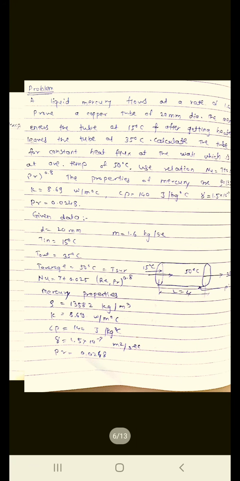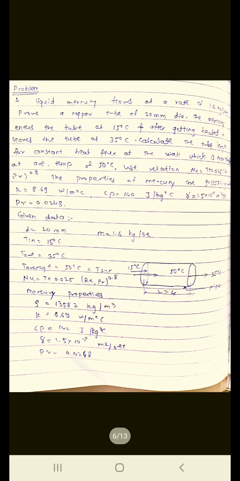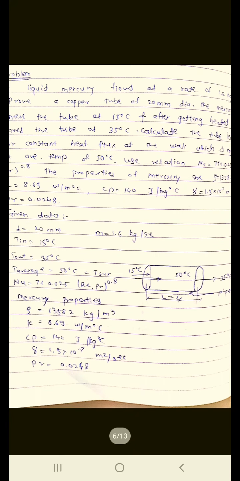Let us take example number 1. Liquid mercury flows at a rate of 1.6 kg per second through a copper tube of 20 mm diameter. The mercury enters the tube at 15 degrees Celsius, and after getting heated, it leaves the tube at 35 degrees Celsius. Calculate the tube length for constant heat flux at the wall, which is at an average temperature of 50 degrees Celsius. Use the relation Nu is equal to 7 plus 0.025 inside the bracket Re into Pr raised to 0.8.